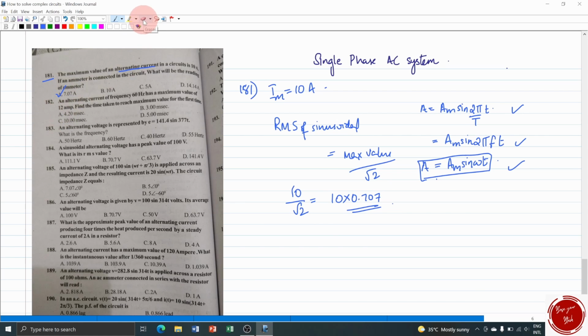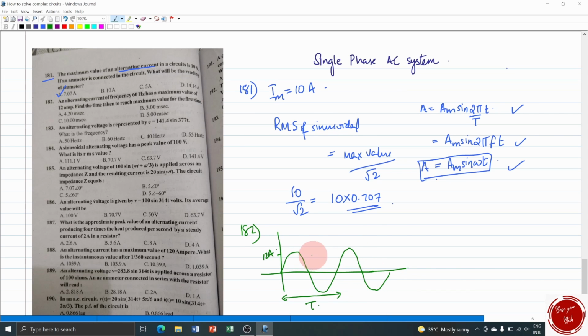Coming to the next question, 182. It says an alternating current of frequency 60 Hz has a maximum value of 12 ampere. Find the time taken to reach the maximum value for the first time. So again it is an alternating waveform, which is a sinusoidal one, the maximum value is 12 ampere and the frequency is 60 Hertz. That is, the time period of one wave is the capital T.